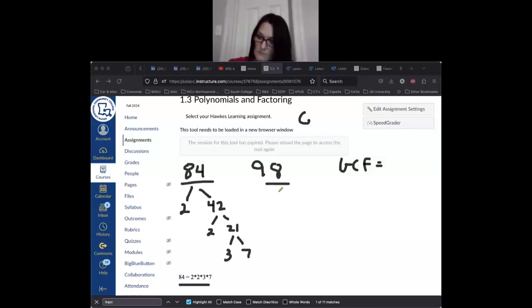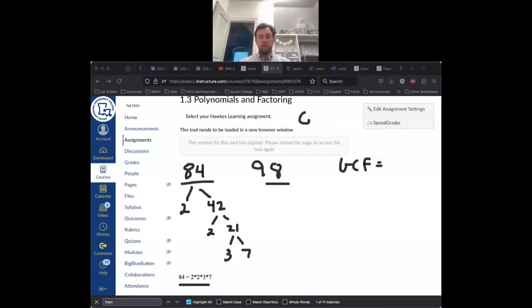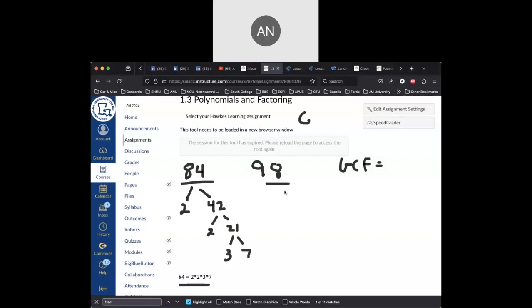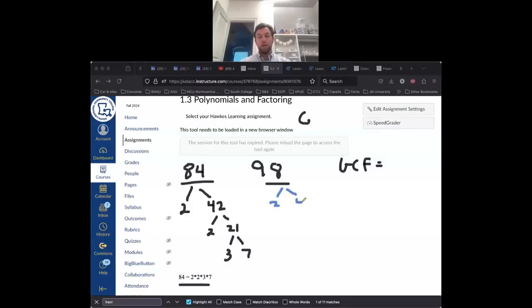Now, what about 98? I'm going to move over a little bit here. Well, it's even. 2 times what? 49. Okay, hit an odd number real quick. So I can't do 2 anymore. Can I do 3? Now pretend you don't know what the answer is, by the way. How would I do this? Can 3 go into 49? Well, I don't know. 49 divided by 3. No, it's a decimal number, so 3 cannot go into it.